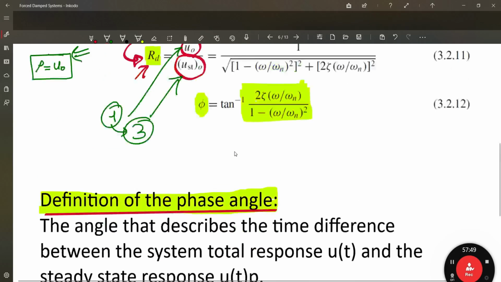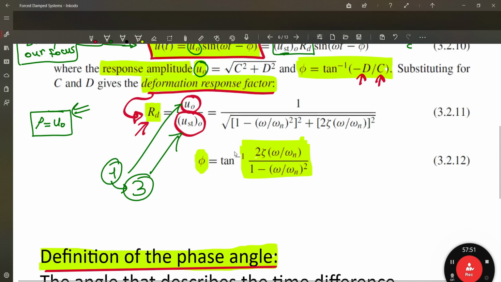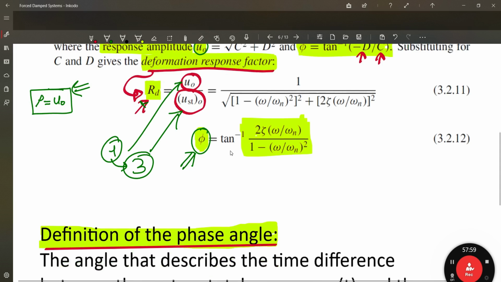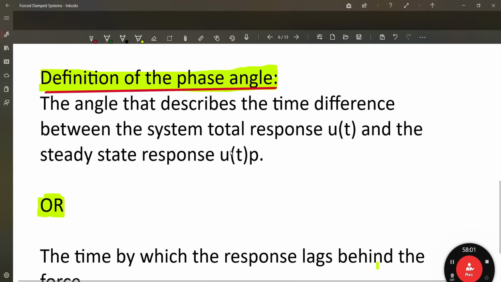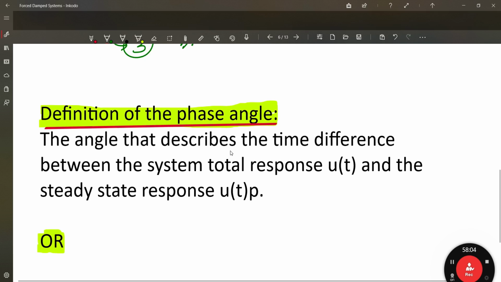Now we understood the meaning of RD, but what is the meaning of phi? What is its physical meaning, its definition? Let's go to the definition of the phase angle. The phase angle is the angle that describes the time difference between the system total response and the steady state response.